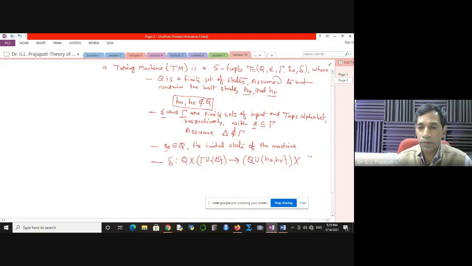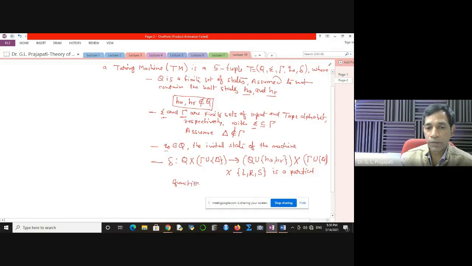Next, it can modify the tape symbol, from tau union blank. So it can write any tape symbol in the square, or it can delete by replacing with the blank. Then you can move the tape head to the left side, to the right side, or you may not move the tape head and keep it stationary. And this transition function is a partial function.